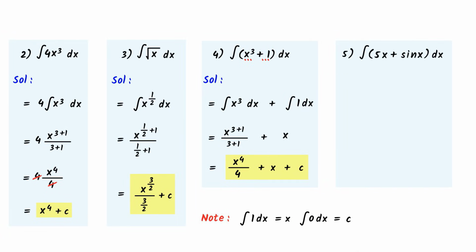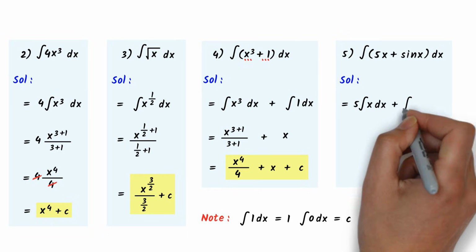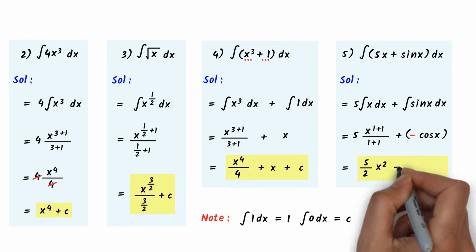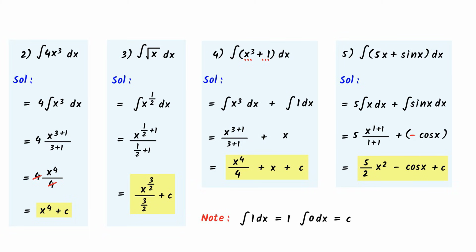In case of the fifth question, there are two terms. I write 5 integral x dx plus integral sine x dx. I write 5 into x raised to the power 1 plus 1 upon 1 plus 1 plus, we know that the integration of sine x is minus cos x. I get 5 upon 2 into x squared minus cos x. Thus this is the answer of this question.